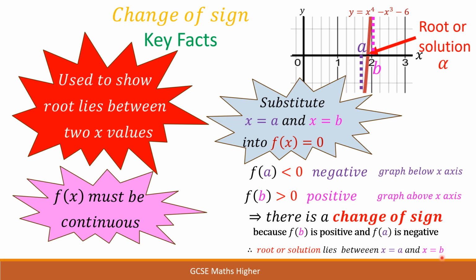So we're going to use a number example in a second to show how we're going to do this. But remember, you need a positive and negative. You must state there is a change of sign, and you must state that the solution lies between these two values to get the mark in the exam. It will often be worth a couple of marks, so make sure you include all the key bits of information.